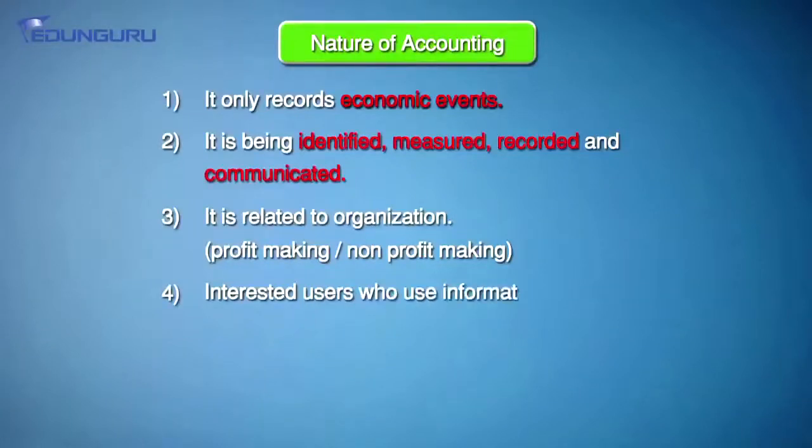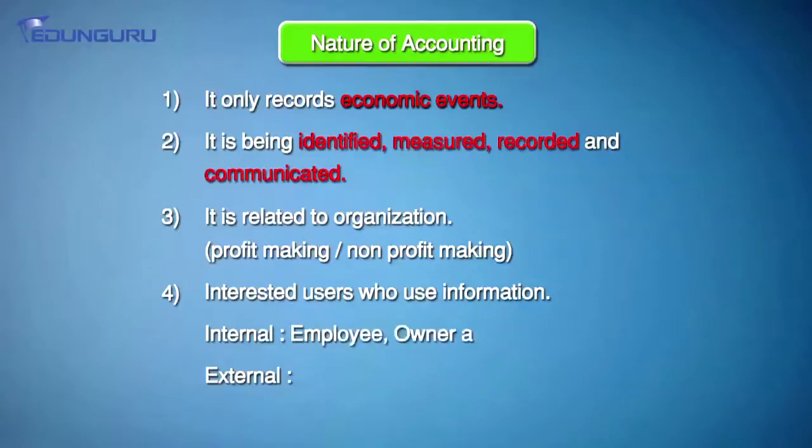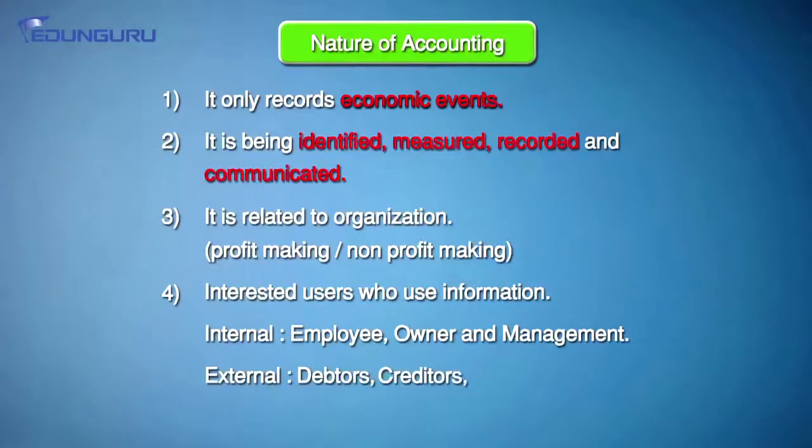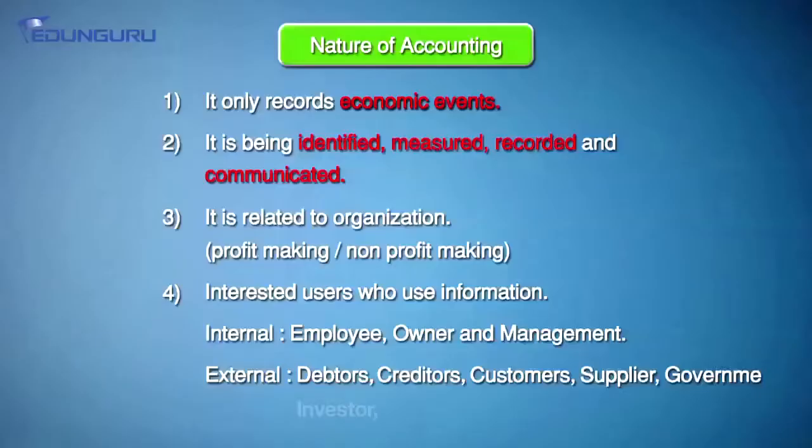So now the 4th point is, who are the interested users who use the information of accounting? Now they can be internal or external. I hope you must be knowing who are the internal users of accounting information, like employees, owners, management, and who are the external, like debtors, creditors. I hope you don't know these words. So you can see customers who take the goods, suppliers who supply the raw material, government for the purpose of tax. All these are external users, and there can be others also, like investors who are going to invest the money, prospective investors. All these people want the information. Banks also want the information whether to give a loan to the company or not. So we have to provide the information to all these internal and external users.